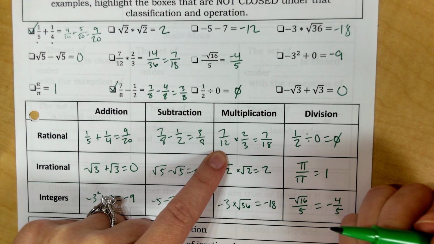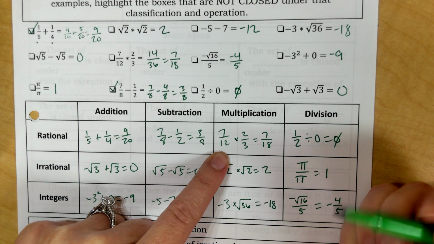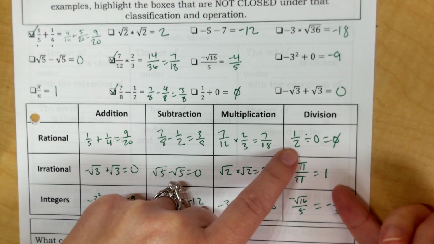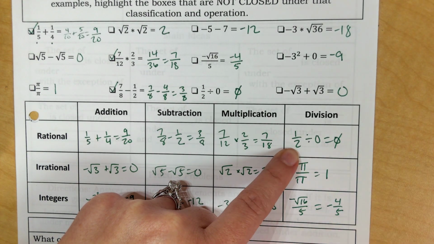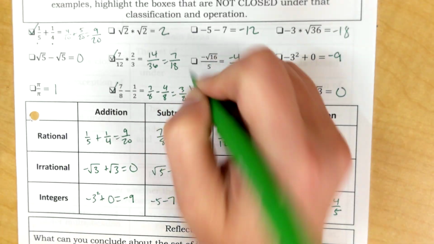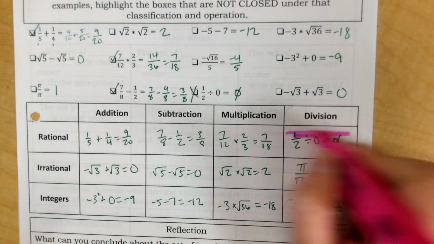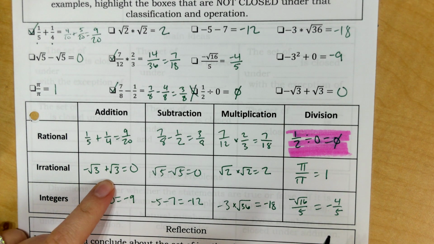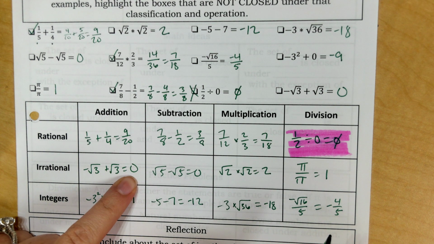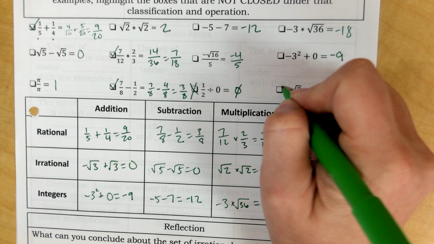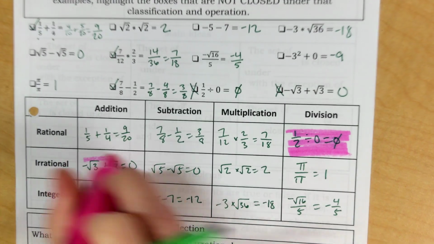Then we have 7/12 times 2/3 is equal to 7/18. That one's an example of closure. And 1/2 divided by 0 does not give me a rational number, so that one is not. I'm just going to highlight that square right there. All right, then I have two rational numbers giving me a whole number, so that is not closure. So I'm going to highlight that one as well.